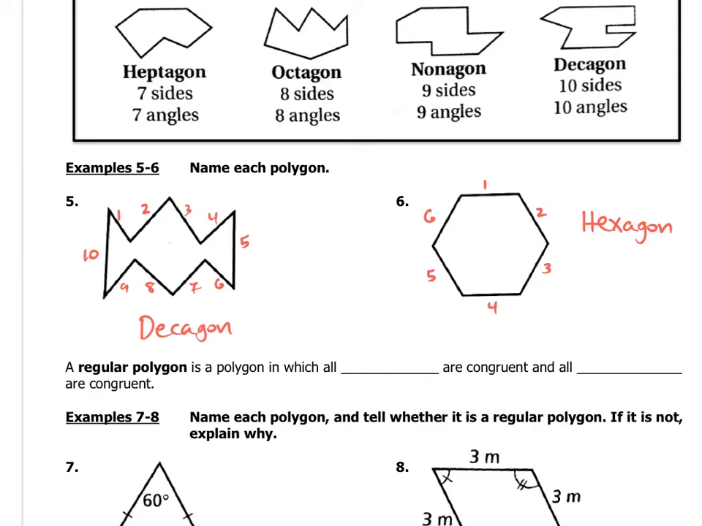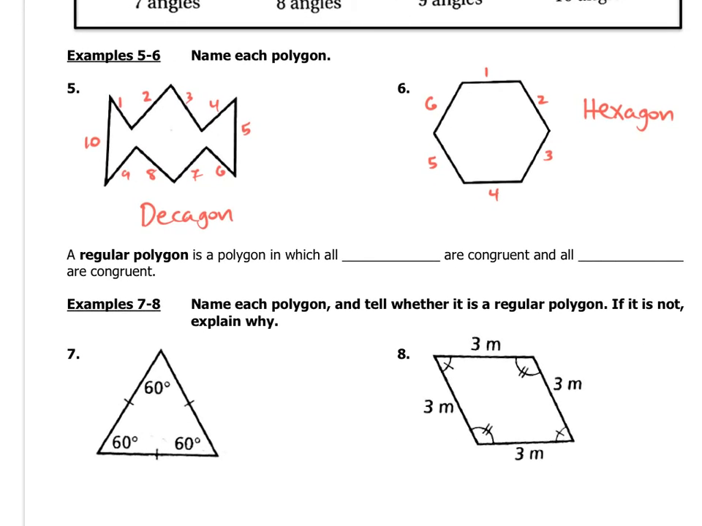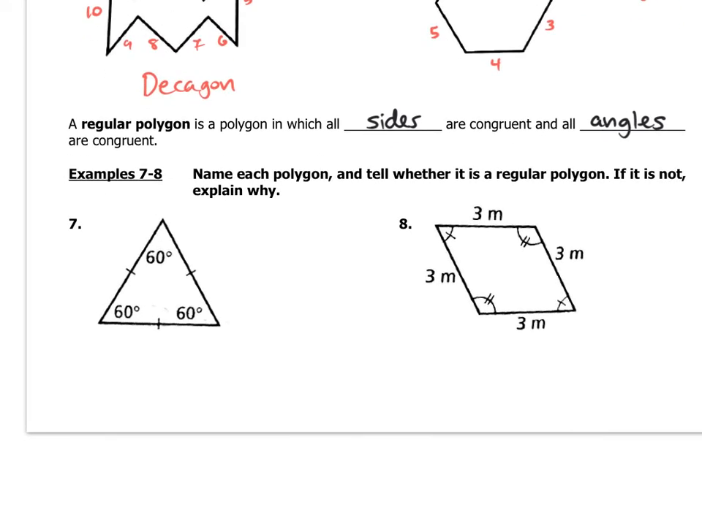Finally, I want to talk about what I mean by this term regular polygon. A regular polygon is one in which all sides are congruent and all angles are congruent. So make sure you know that term. Anytime I'm talking about a regular polygon, I mean one where all the sides are congruent and all of the angles are congruent. So in examples 7 and 8, you're given 2 more polygons, and your job is to name each one and then tell whether or not it is a regular polygon. So number 7, let's name it first. Number 7, 3 sides. This is a triangle.